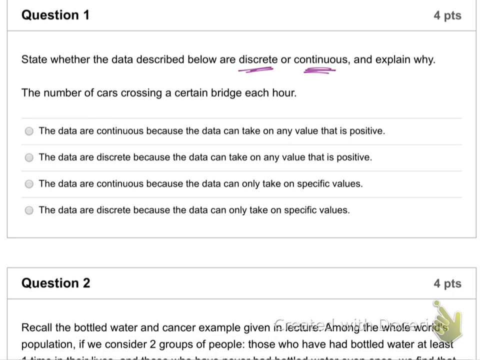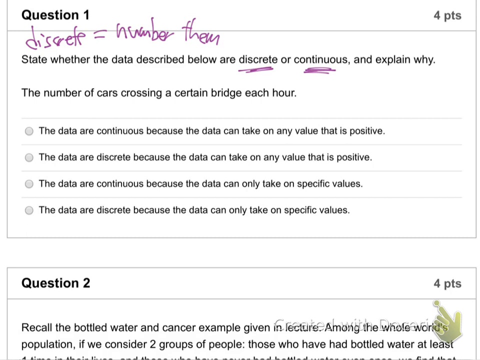So number of cars. Do you remember what those words are? It's been a while, hasn't it? Been a couple weeks. So yeah, what is discrete? Yeah, it's countable. I don't know if that phrase is very helpful. You can number them. How about that? You can number them. I don't know if I said it that way before. So you can individually number them.